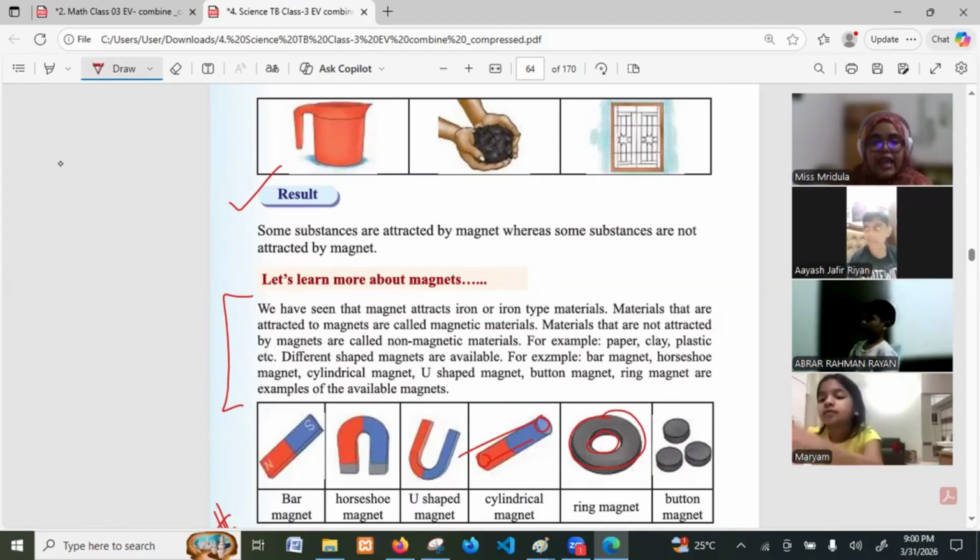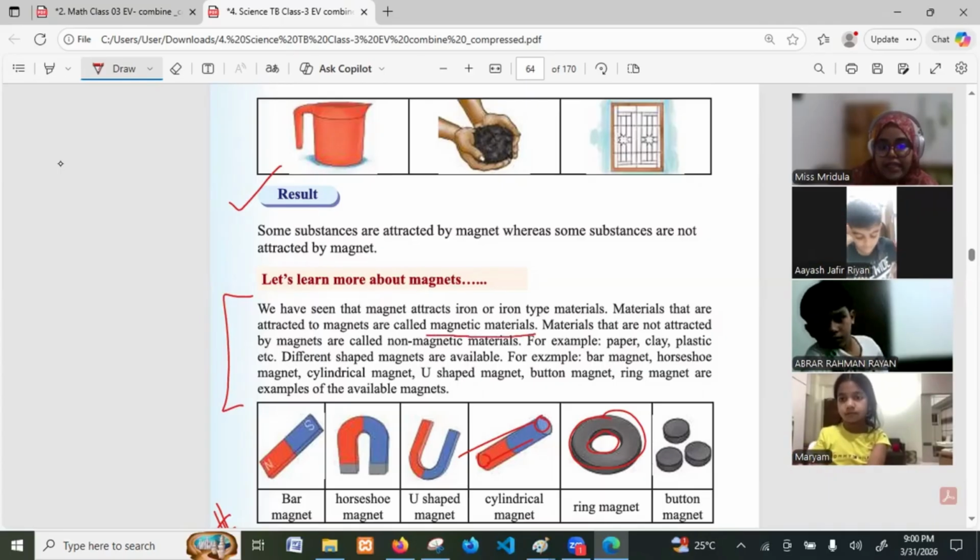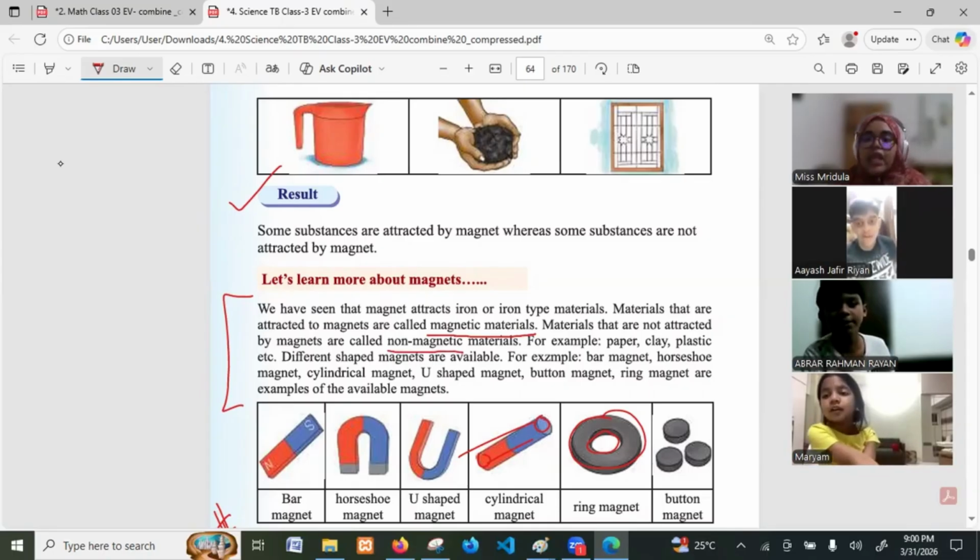So we have seen that magnet attracts iron or iron type metals. Materials that are attracted to magnets are called magnetic. And materials that are not attracted to magnets are called non-magnetic materials. Like living things, non-living things. So if they are attracted, then it's magnetic. If they are not attracted, it's non-magnetic. Okay. So they have given some examples.